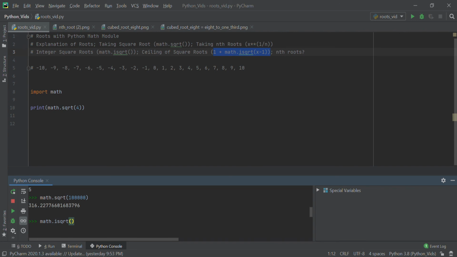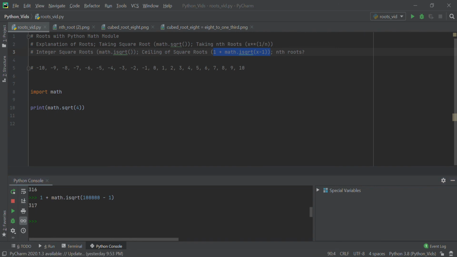math.isqrt of 100,000 minus 1. Okay, so that's, in other words, the integer square root of 99,999 is 316. And then if we were to add 1 to that, of course, it would give us the 317 we're looking for. So plus math.isqrt of 99,999, or 100,000 minus 1, and that gives you your 317.